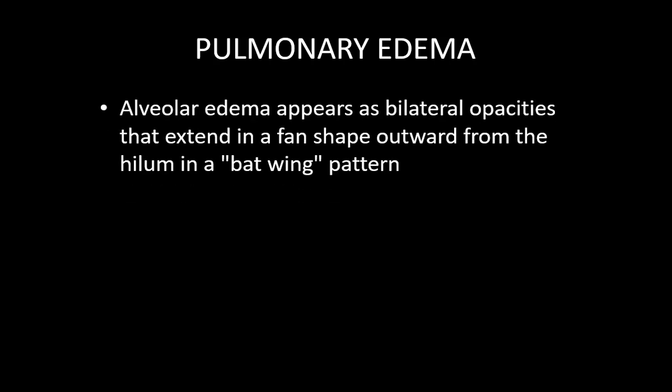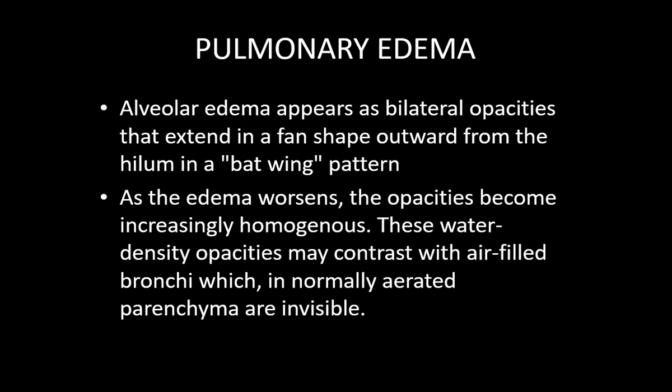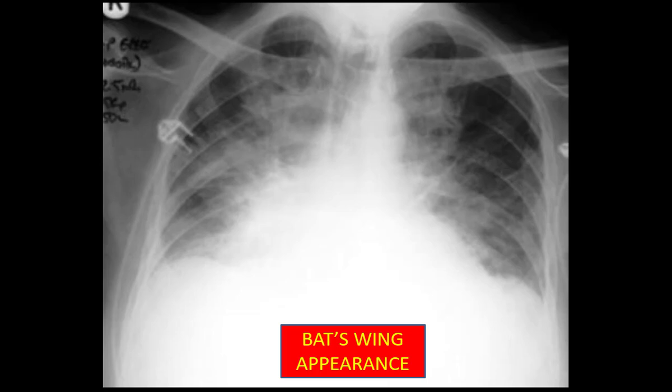Then when pulmonary edema increases, it involves the alveoli also. So in alveolar edema, you see bilateral opacities which extend in a fan shape, and we all know it is called the bat wing appearance. When edema further worsens, the opacities involve both lungs homogeneously, and these dense opacities may contrast with the air-filled bronchi, which are normally aerated while the parenchyma is invisible. So this is how a bat wing appearance looks, and it means that the patient has alveolar edema.